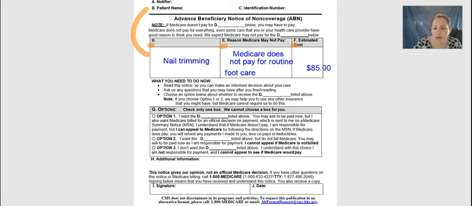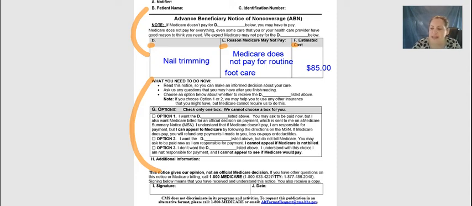Medicare does not pay for everything, even some care that you and your healthcare provider have good reason to think you need. We expect Medicare to not pay for the nail trimming. We tell them why. We tell them the cost. Then our patient gets to pick one of 3 options. Option 1 says, I want the nail trimming. I'll pay you, but I want you to bill it to Medicare so I can see your rejection. Option 2, I want the nail trimming, but don't bother billing it to Medicare. Don't waste the paper. Option 3, I don't want the nail trimming. I am not going to pay you.